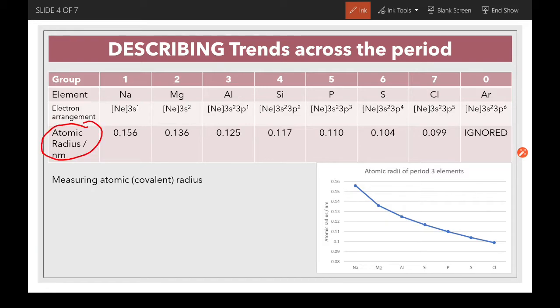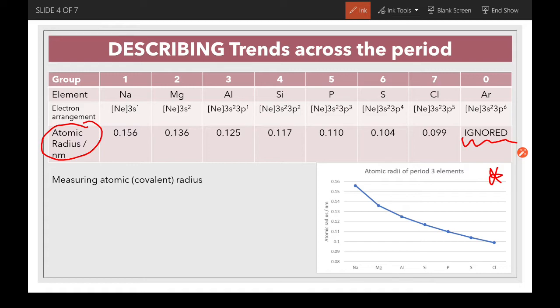There's the atomic radius here, and we can see in our graph down here how, as we go across the period, the atomic radii decrease. Now you'll notice I put "ignored" over here for argon, and that's mainly due to the way that we sometimes measure atomic radius. You may see some data where they've put numbers in for this. Generally speaking, in terms of our A level, we ignore this. It's mainly because there are different ways of measuring atomic radius. It isn't as simple as you might imagine.